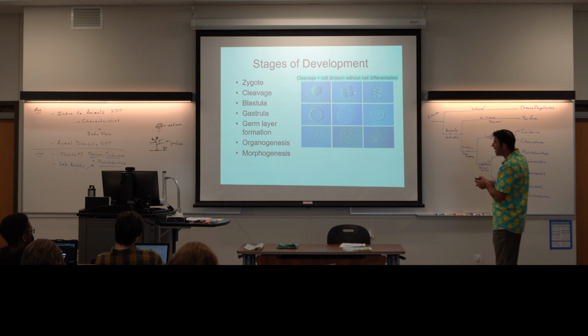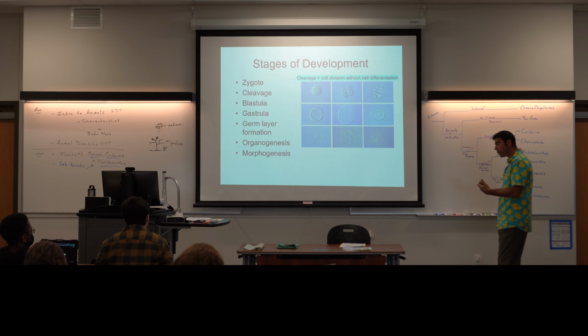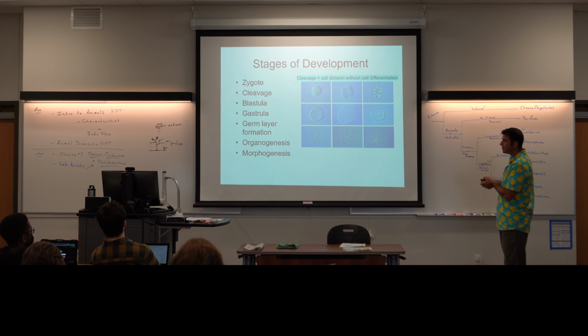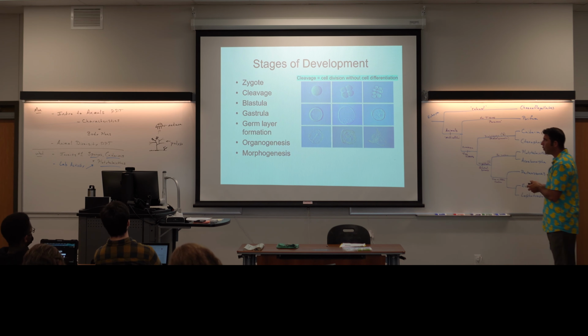The cells are also not differentiating. This cell division without cell growth or cell differentiation is what we call cleavage, the second word here on our PowerPoint. So we know our zygote is a single diploid cell. This process that takes us from one diploid cell to a bunch of identical diploid cells is cleavage.